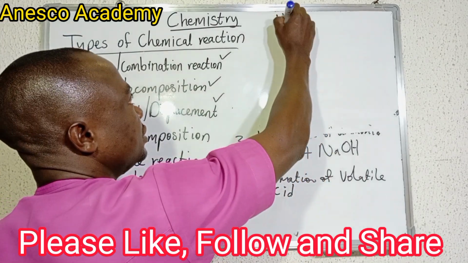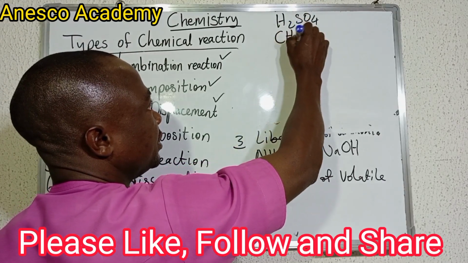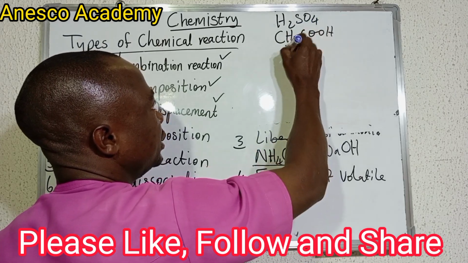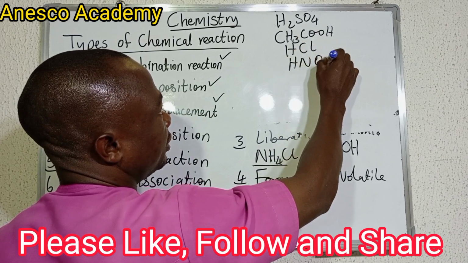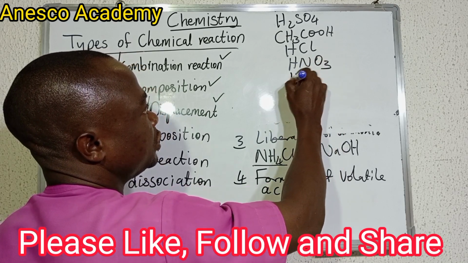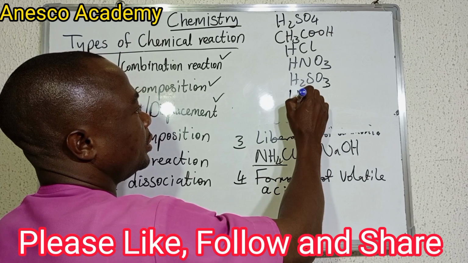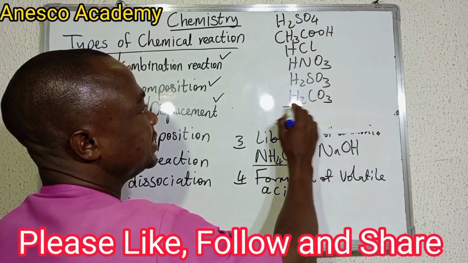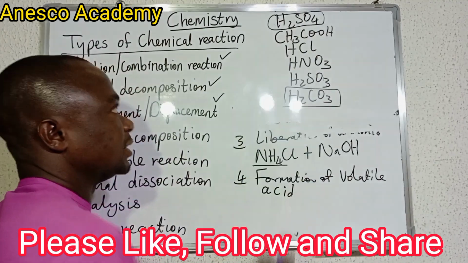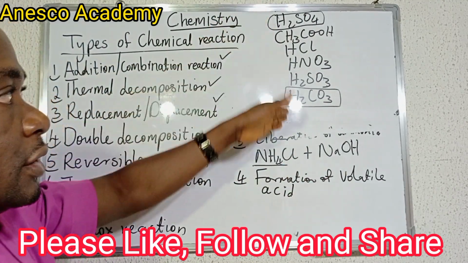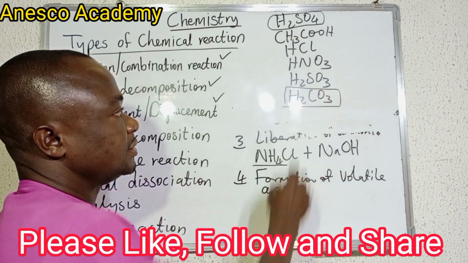Okay, so we have H2SO4. This is the least volatile, followed by CH3COOH, then HCl, then HNO3. Then before we have H2SO4, SO3, and then H2CO3. This is the most volatile. This one is the least volatile. Now, moving down, the volatility is what? Increasing.